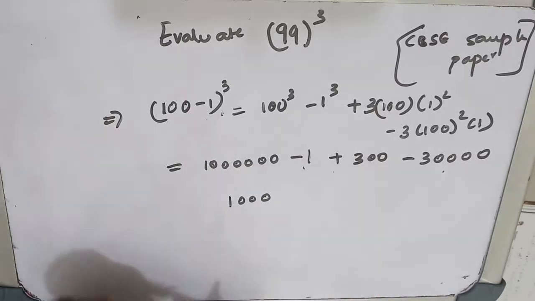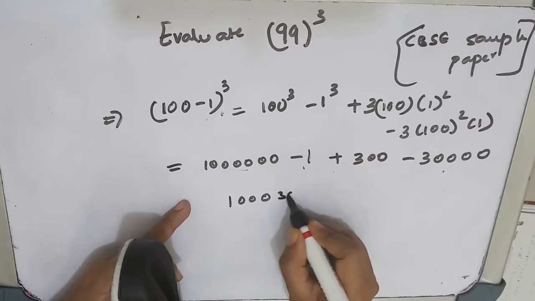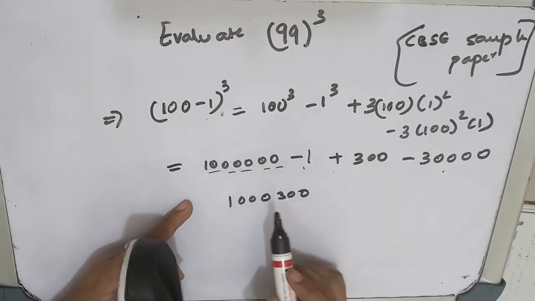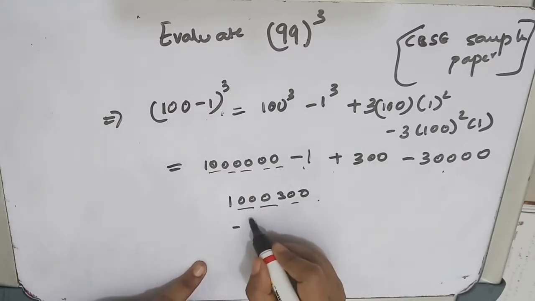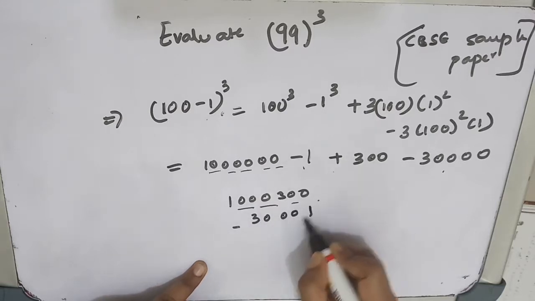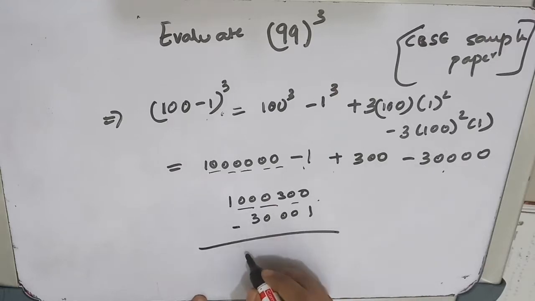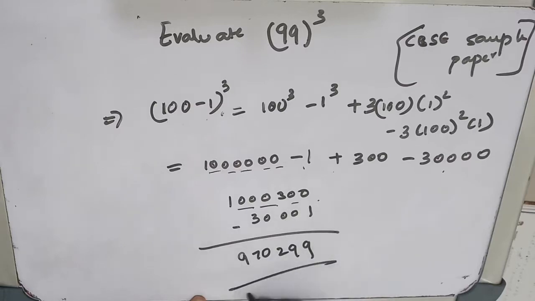Let us add the positive terms first. 10 lakh plus 300. 8672. Okay. Minus 30,001. So we'll obtain the value as 970299.